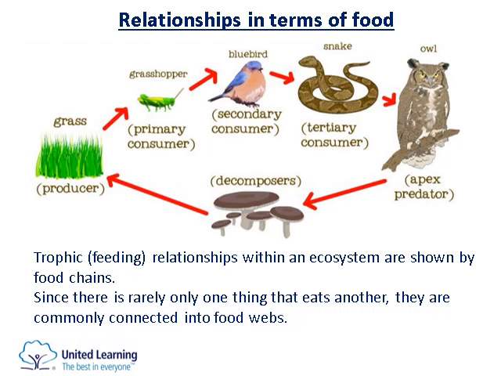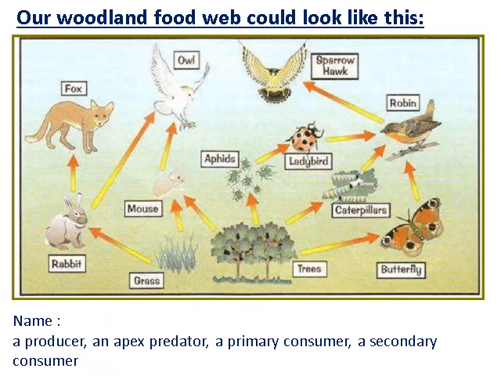So when we're talking about a food chain, it's a little bit too simple, because it's rare that one thing only eats another thing. So what we need to do, we need to make it slightly more complicated, and we connect them up into something called a food web, which looks like this.